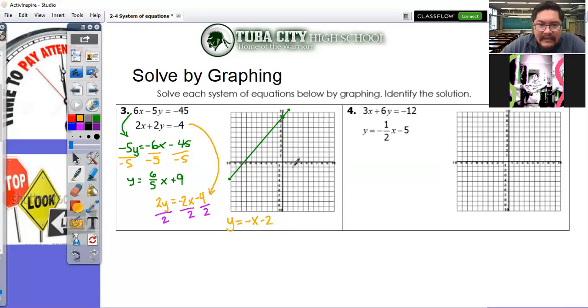All right, now we can graph this. So mark out negative 2. So again, start with your b value. And this x has a 1 there, so that's going to be negative 1 slope. So it's a negative slope. That means it's going to be going down from left to right. So down that way. Okay, it's going to be going downwards.